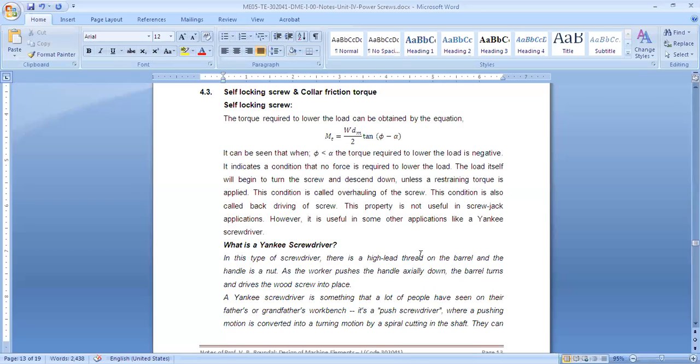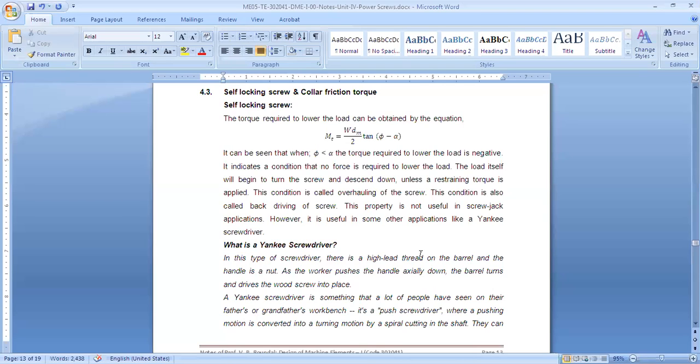So that is one scenario, and the other is when phi is less than alpha. That time phi minus alpha will be negative, and tan of a negative term is negative. So your torque required is negative. That means in a case when phi is less than or equal to alpha, you will not require any kind of torque to lower the load.